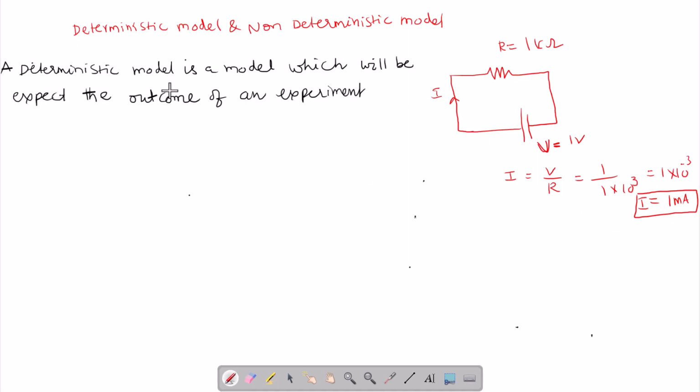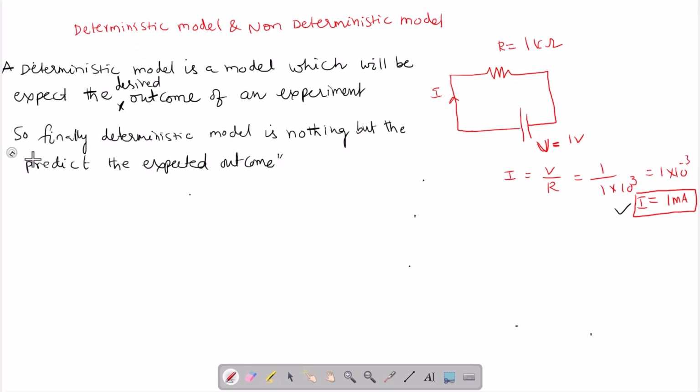A deterministic model is a model which gives the expected outcome of an experiment. Here we can observe what the current value will be, so we can predict the value. So finally, a deterministic model is nothing but a model where we can predict the expected outcome under the same conditions.